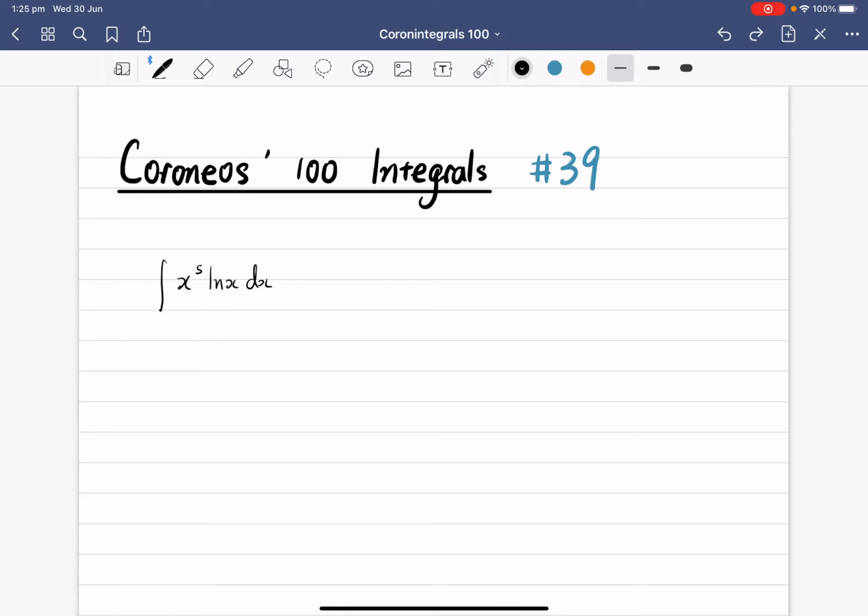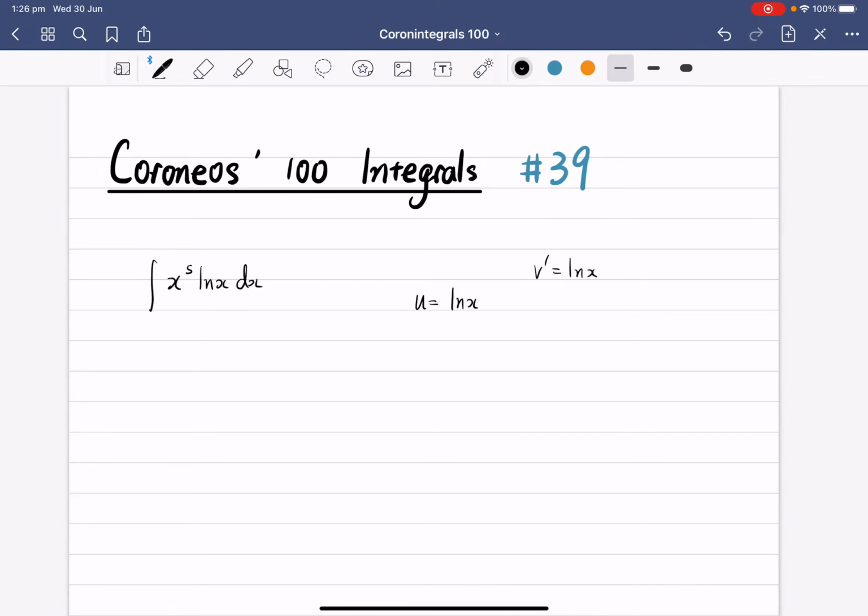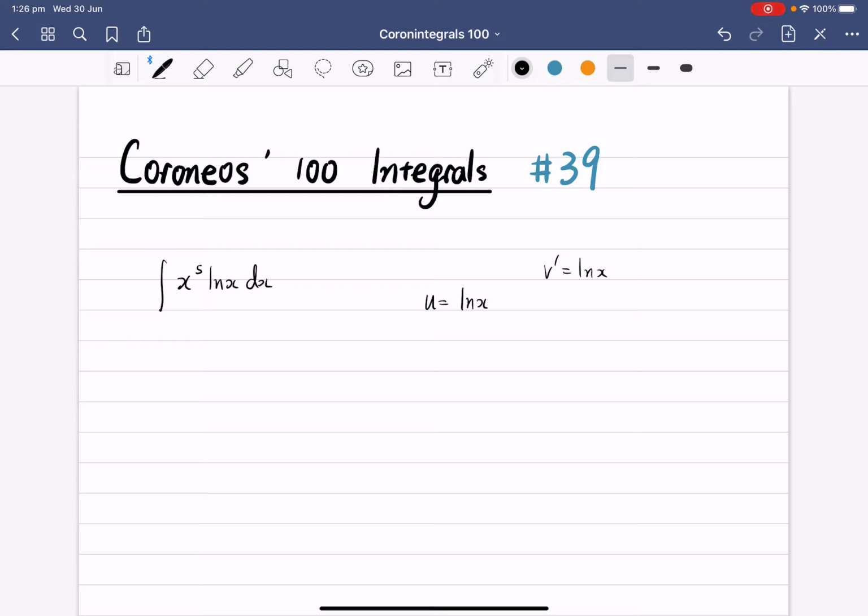So if we apply the integration by parts, the way we do it is we need to let u equal to ln x. Now, the reason why you don't let v dash equal to ln x is because if you let v dash equal to ln x, then v means you have to integrate ln x, which is not that easy to integrate. Probably you need to use another integration by parts to do it. So therefore, that's not a good idea.